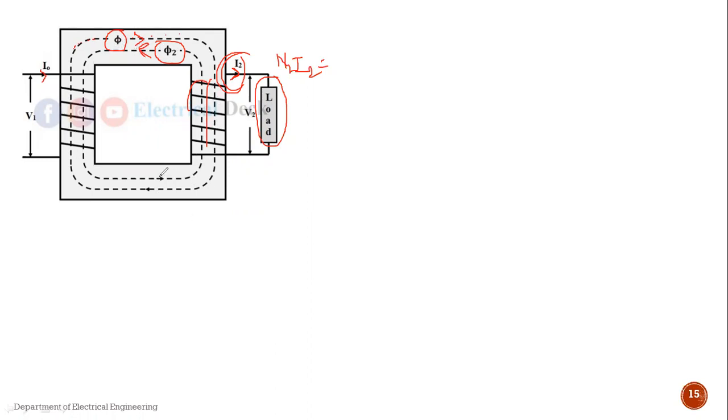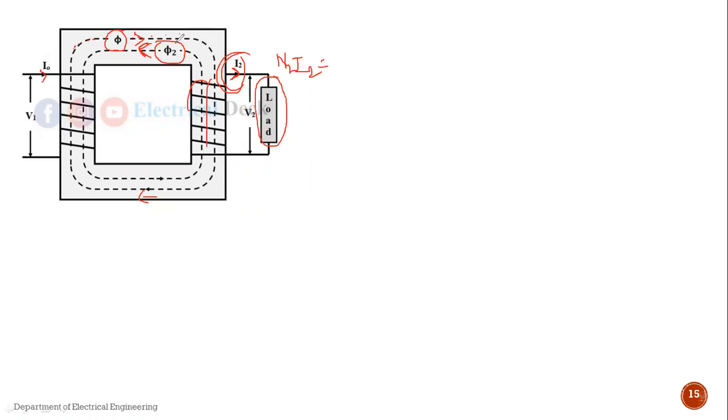See here, direction is given here. So flux phi will be flowing in the clockwise direction. Here the direction is shown, but the flux produced by the secondary current will be opposite to that of the main flux. Main flux च्या opposite flux produce झाले. Now due to this opposite flux, it will weaken the main flux. That means main flux ला weak करेल.